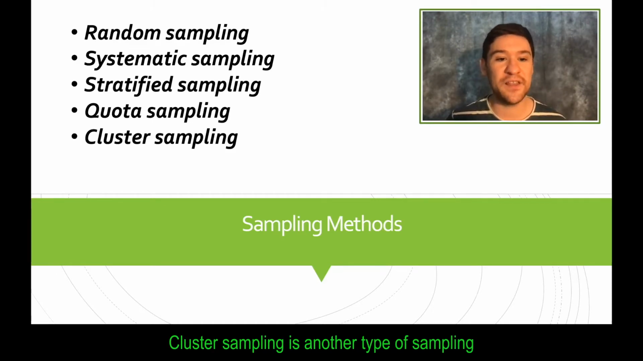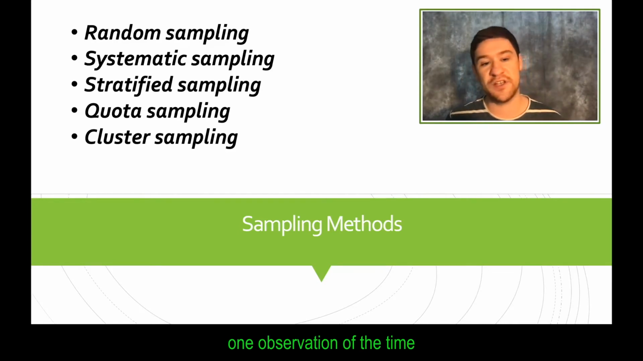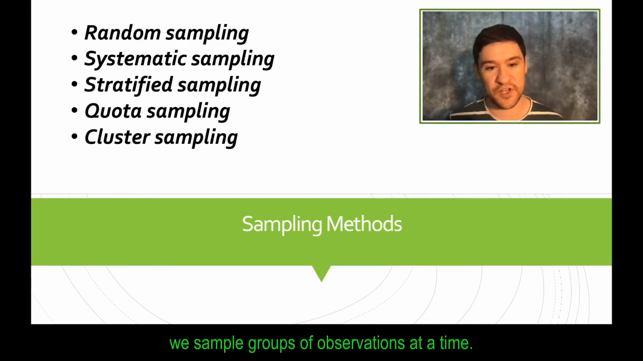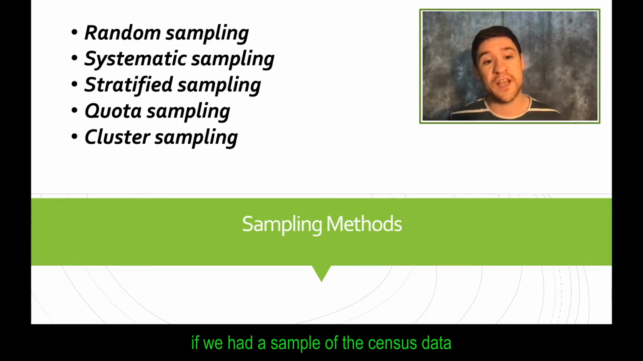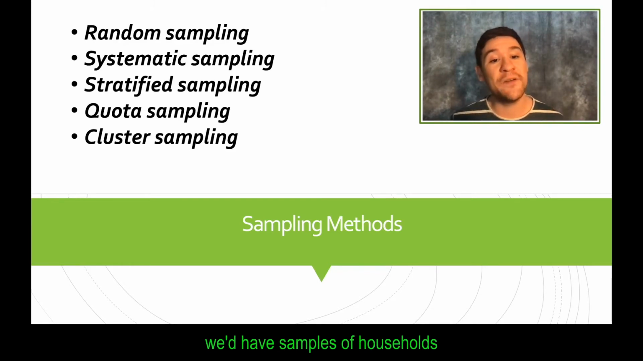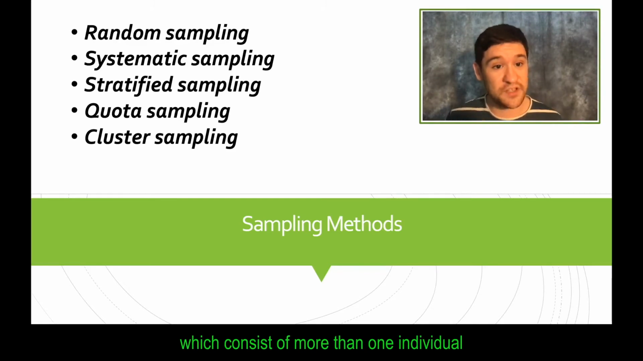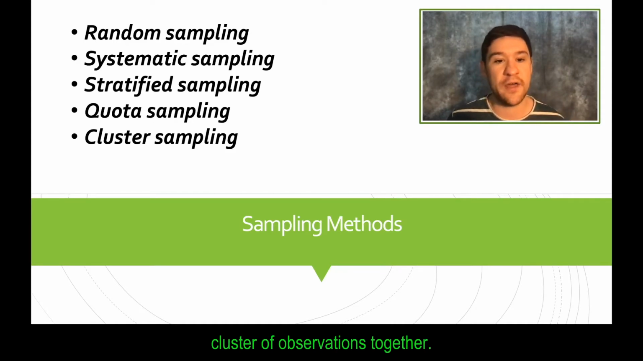Cluster sampling is another type of sampling where instead of sampling one observation at a time, we sample groups of observations at a time. For example, if we had a sample of the census data, we wouldn't have samples of individuals. We'd have samples of households, which consist of more than one individual. So each observation in our sample is actually a cluster of observations together.